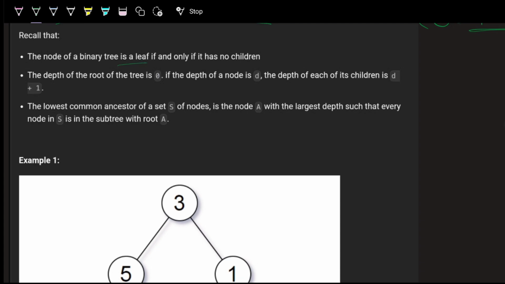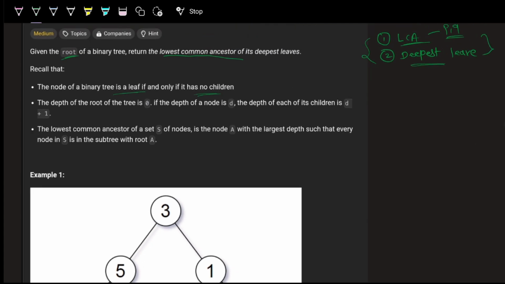So a node of a binary tree is a leaf if and only if it has no children. If this is the tree you have, then these are the leaf nodes. This is not a leaf node because it has children. The depth of the root of the tree is 0. This will be 0, this will be 1. Then the depth of each child is d plus 1. Of course, if this is d, this will have depth d plus 1. Why have they given this? Because we want to find the deepest leaf, that's why.